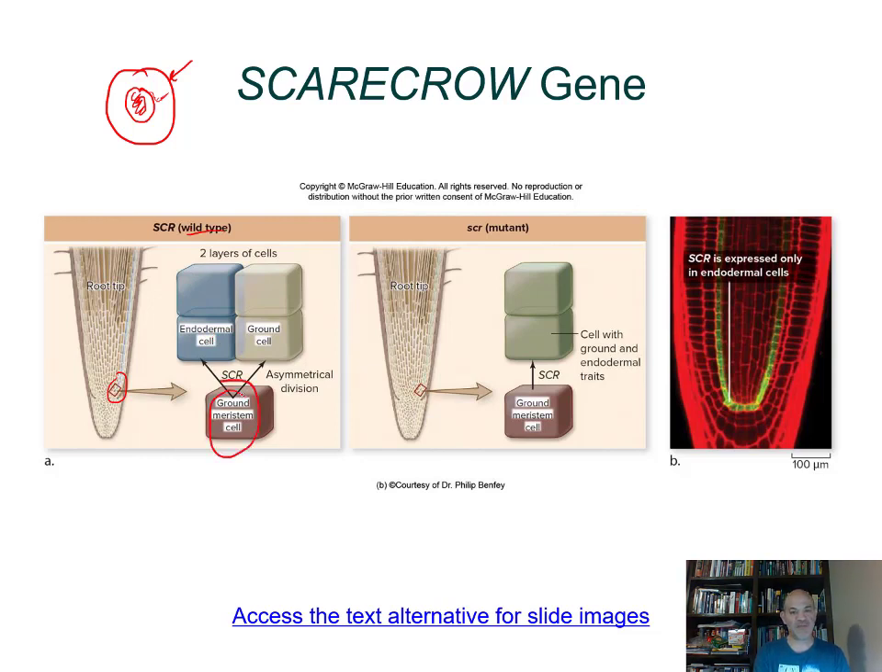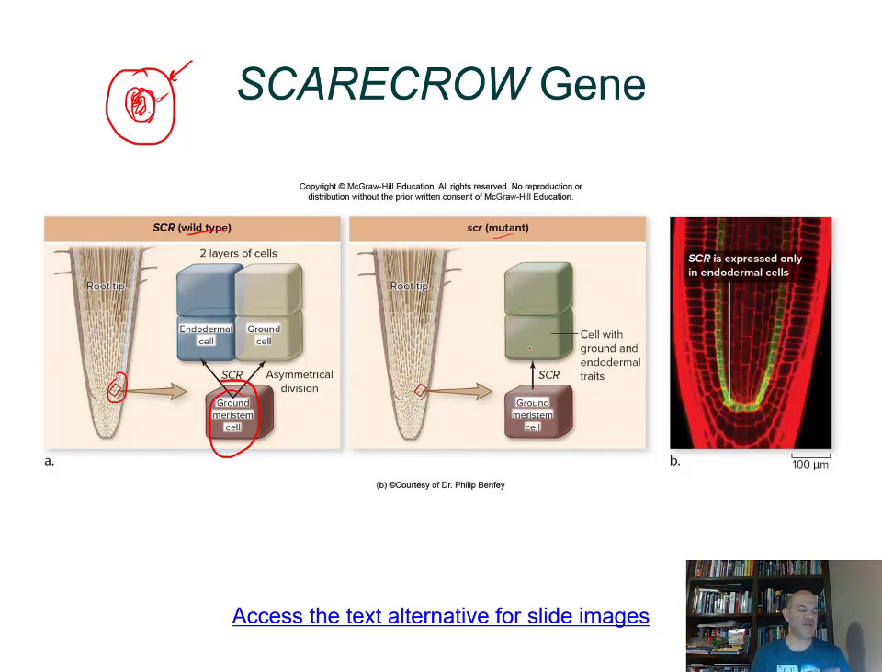So it hasn't differentiated, but it's going to divide. And when it divides, the one that moves in becomes endodermal. The one that goes inward and becomes part of that layer is endodermal, and the one that's outside is the ground. Now, when we have a mutated gene, the proper differentiation doesn't occur, and all you're going to get is ground cells from there.